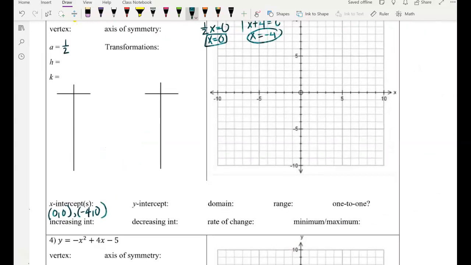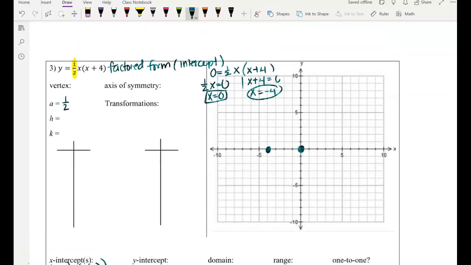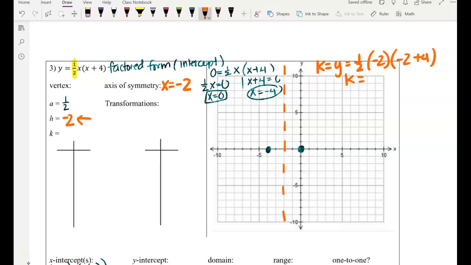Okay, let's plot those. One's right there, one's right there, and we said h is right in the middle, which is also your axis of symmetry. So that's going to be at negative 2, x equals negative 2. To find k, we are just going to plug that into the original equation. You guys ready? So y equals 1 half, and every time we see an x, we plug in the h value of negative 2, so negative 2 times negative 2 plus 4. So k equals 1 half times negative 2 is negative 1, and negative 2 plus 4 is 2. So your k value is negative 2 again.